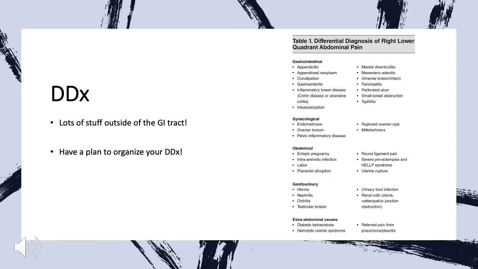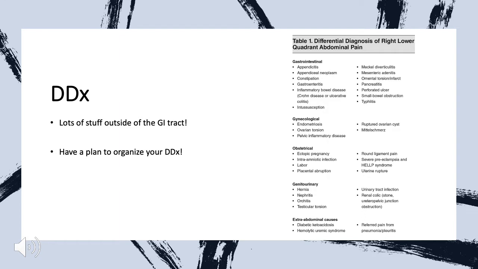So the differential for appendicitis is pretty huge because it presents in lots of different pain patterns, and there's a whole lot of stuff and a whole lot of different systems that happen in your lower abdomen. So you need to include in your differential tons of things outside of the GI tract. So have a plan to organize your differential diagnosis. This is what helps me the most.